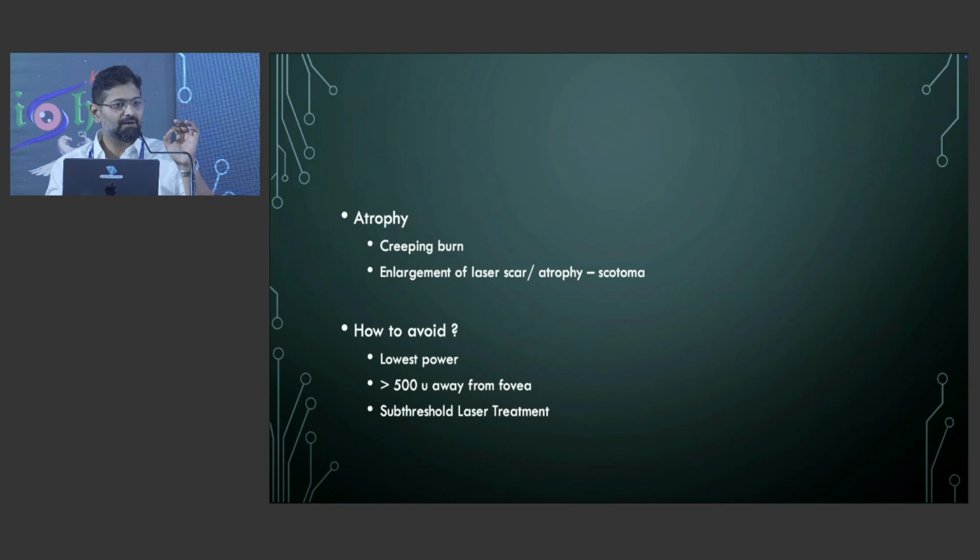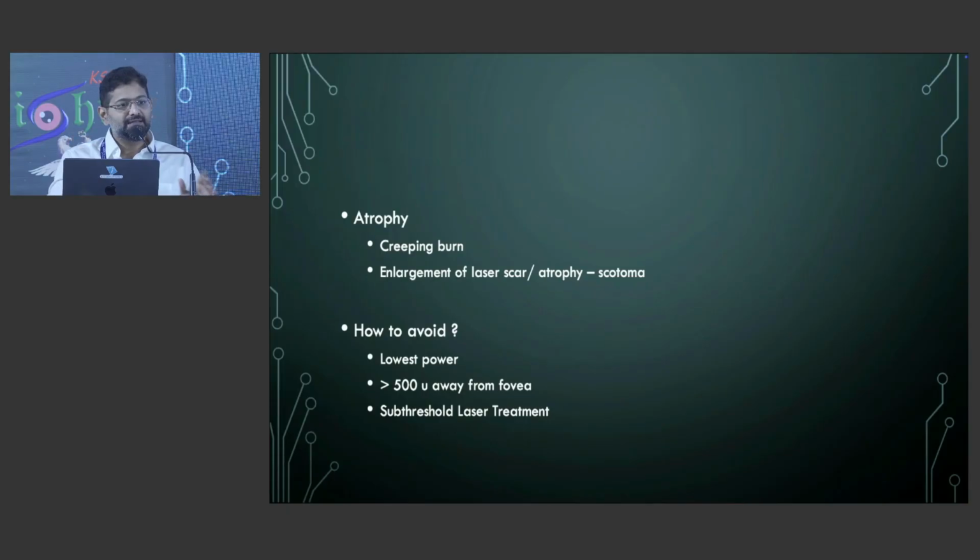So when we hit the leak, there's a tendency that you don't see any burns. And the natural tendency is to keep on increasing the power. When we keep on increasing the power, the laser scar will be much more disastrous, a powerful burn. And then you end up having atrophy, that is, creeping burns. And what happens over a period of time is, when you do a fresh laser, it appears white, and over a period of time the pigmentation happens later.